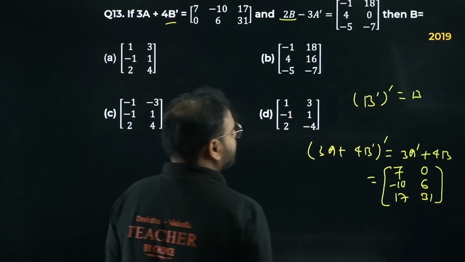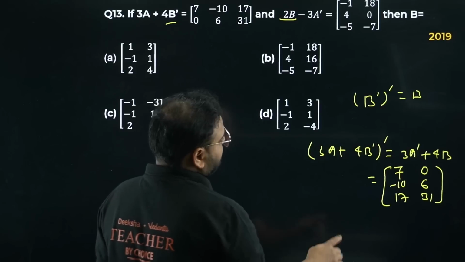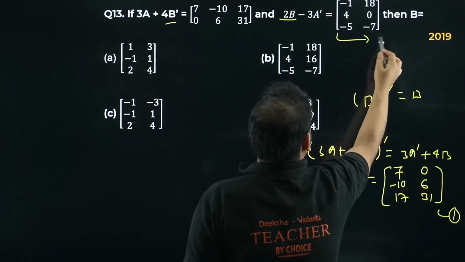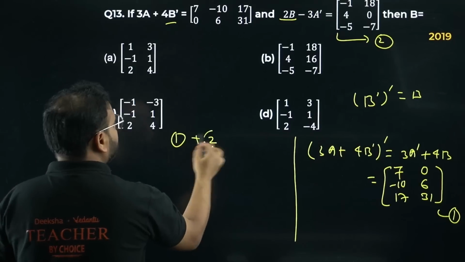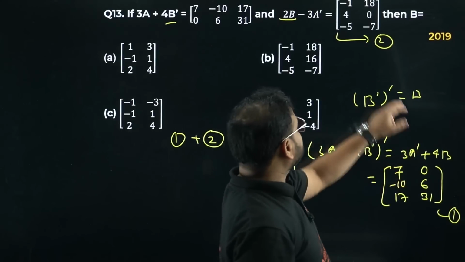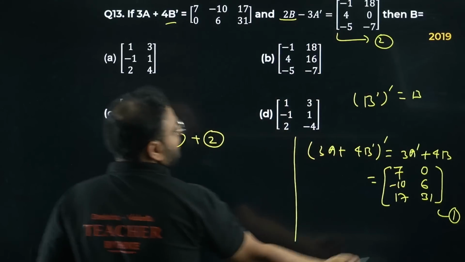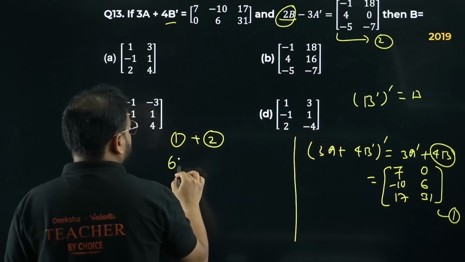Now I'm going to add those equations. This is my equation number 1 and this is my equation number 2. I'm adding 1 and 2. I have 3A dash here positive and 3A dash here negative; plus and minus will cancel, so that is getting cancelled. And I have 4B plus 2B over here, which will become 6B.